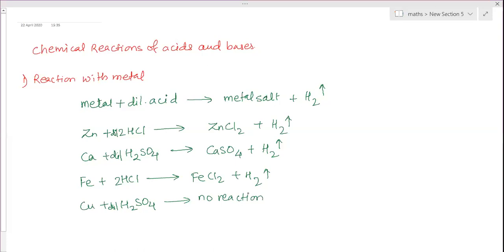Ma'am, so if it's concentrated? Yes, then it will take place. Concentrated H2SO4, when it combines, will form CuSO4 plus SO2 plus H2O. So that's the reason, concentrated sulfuric acid you are not learning this year. Therefore I've written there dilute acid. So we are learning the reactions with only dilute acids, not with concentrated acids.